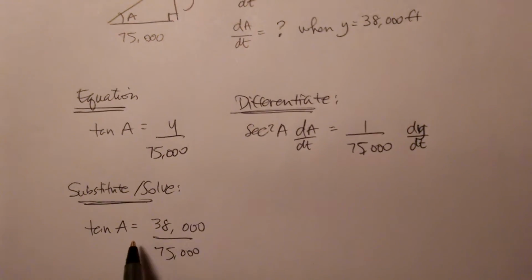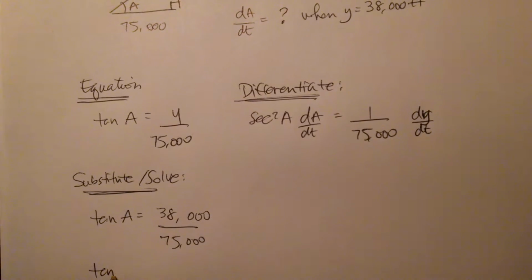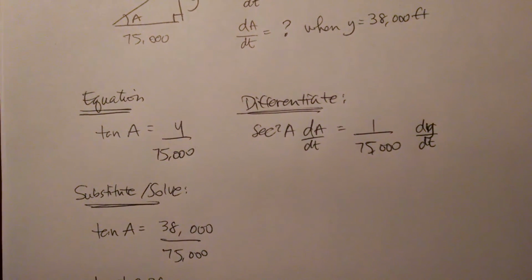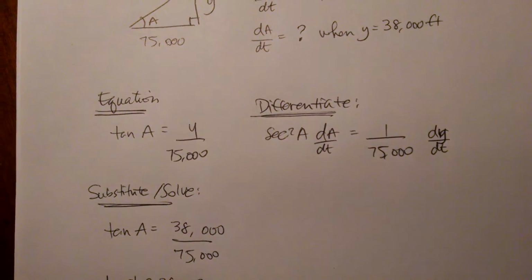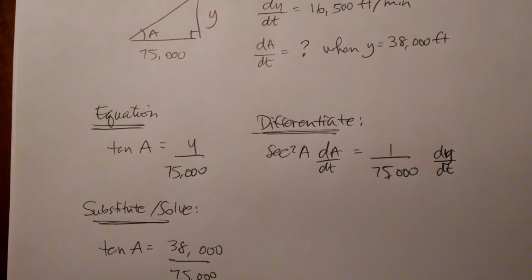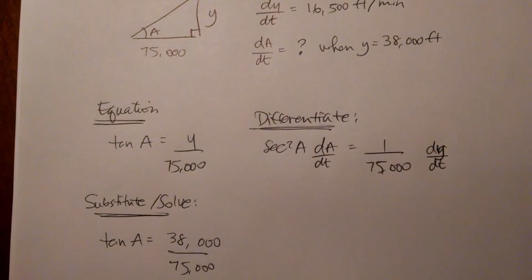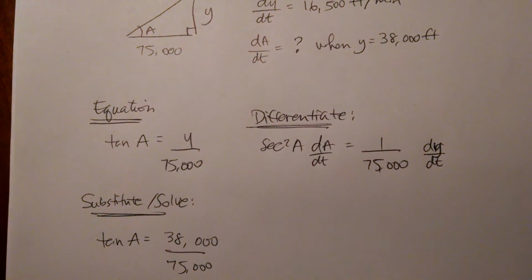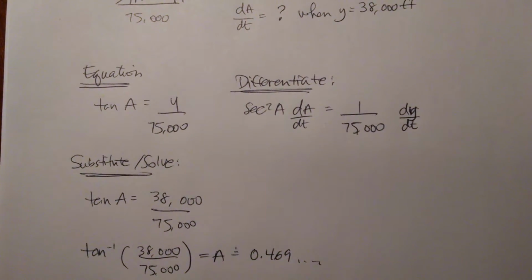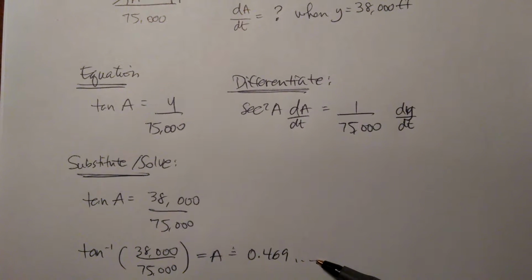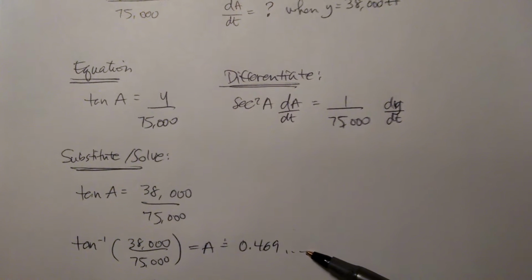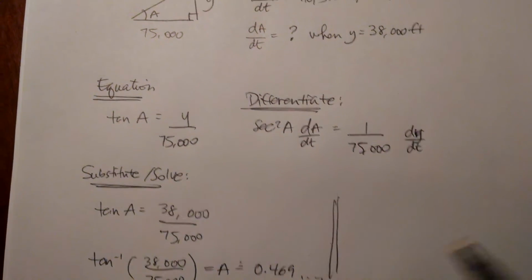Alright? So basically on your calculator, you're going to do inverse tan, tan negative 1, of 38,000 over 75,000. That's how you solve that. And that'll give you A. So if you do that, you'll get approximately 0.469. You want to save more numbers in your calculator when you do that. So when you come back and plug it in, you get a more accurate answer. Okay? So now we're ready to substitute, so I'm going to do that over here.